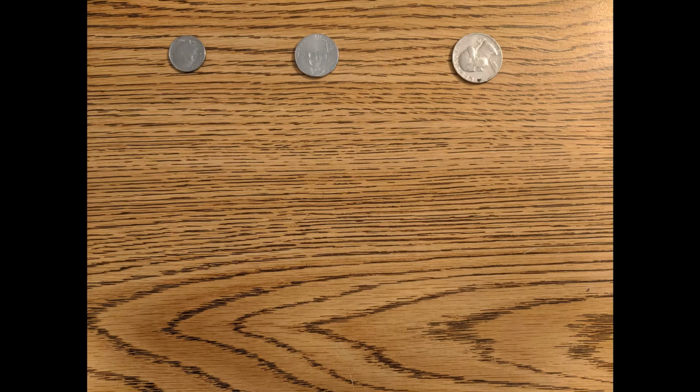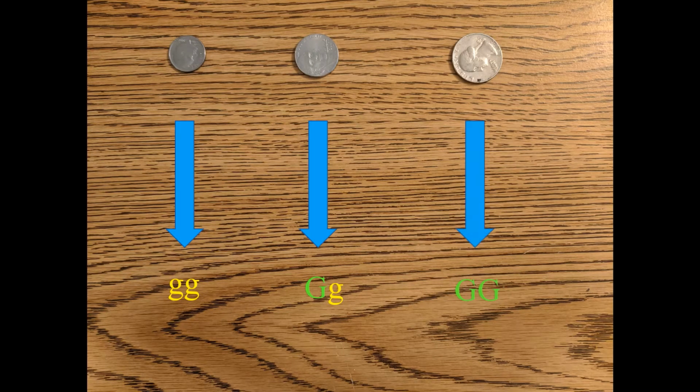Here we have coins representing the possible phenotypes of a species of turtle in the wild. Adult size is dependent on an autosomal dominant gene. Small individuals are homozygous recessive, medium individuals are heterozygous, and large individuals are homozygous dominant.